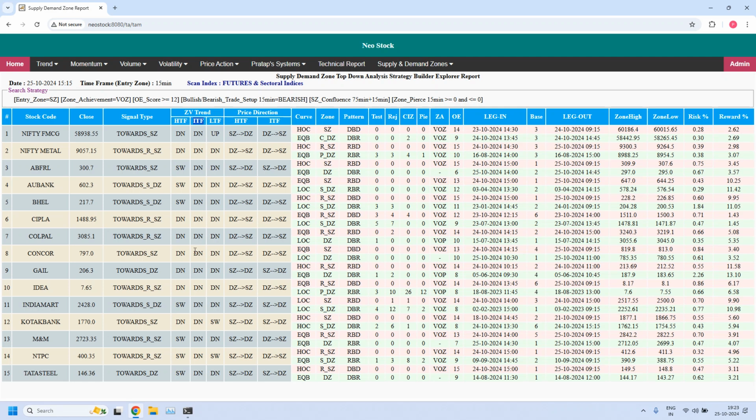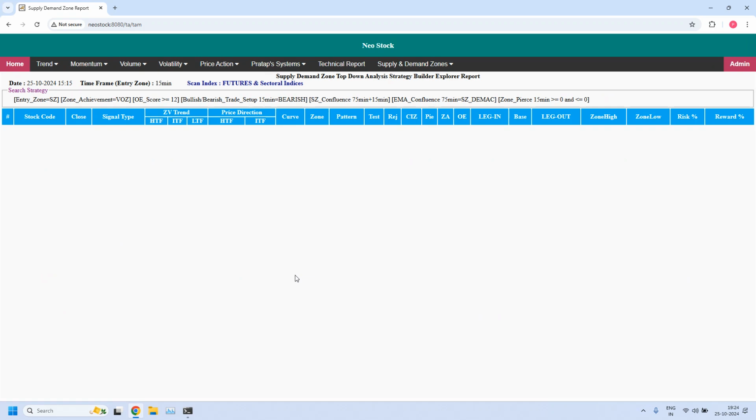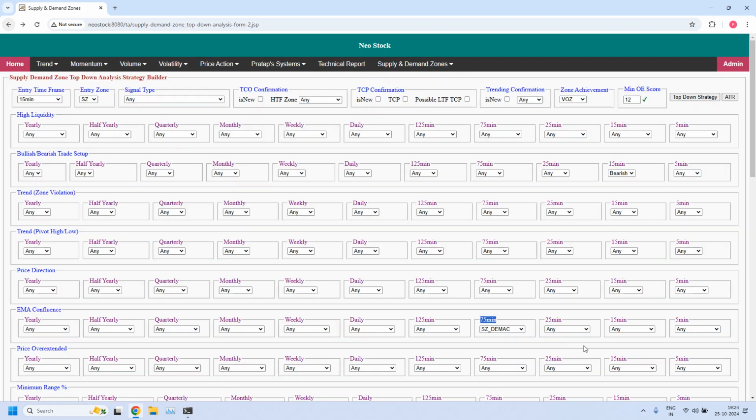That is, if any of these stocks are having daily EMA confluence on the 75 minutes time frame supply zone. So in the EMA confluence at the 75 minutes time frame, because ITF is 75 and the 15 minutes entry zone is part of the 75 minute zone, that's why we check whether the 75 minutes zone has daily EMA confluence. 75 minute supply zone with daily EMA confluence is an even more high probability setup. So none of the stocks are having it. Fine. Next let us look for LTF, ITF, HTF confluence. I am removing the EMA filter.